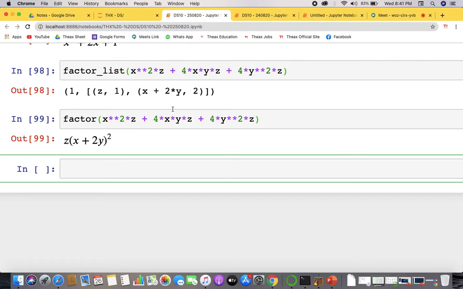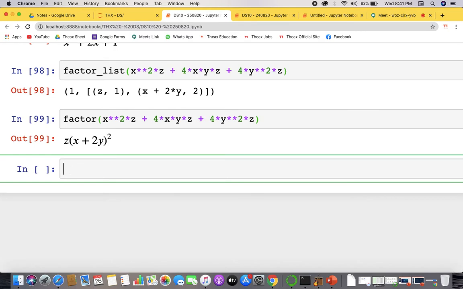Now we have some function called cancel. So cancel will take any rational expression and put it into the standard canonical form, that is p by q, or the fractional form you can say, where p and q are expanded polynomials and they will not have any common factors.